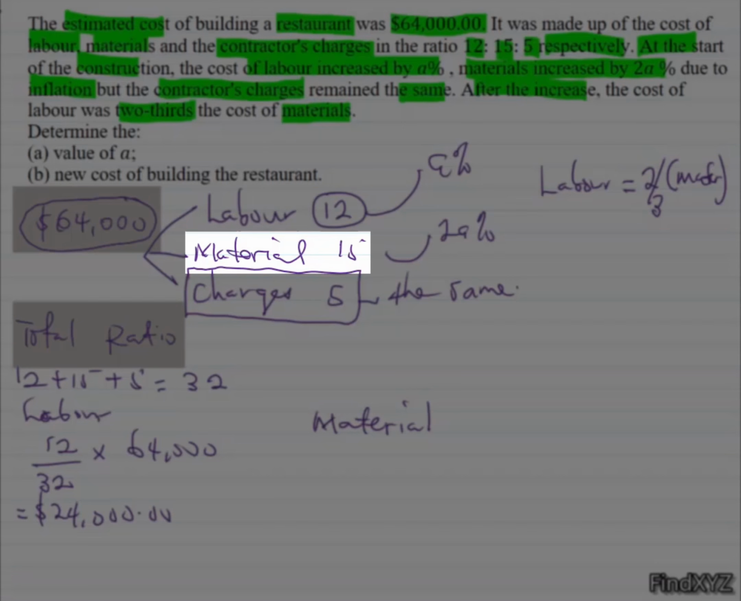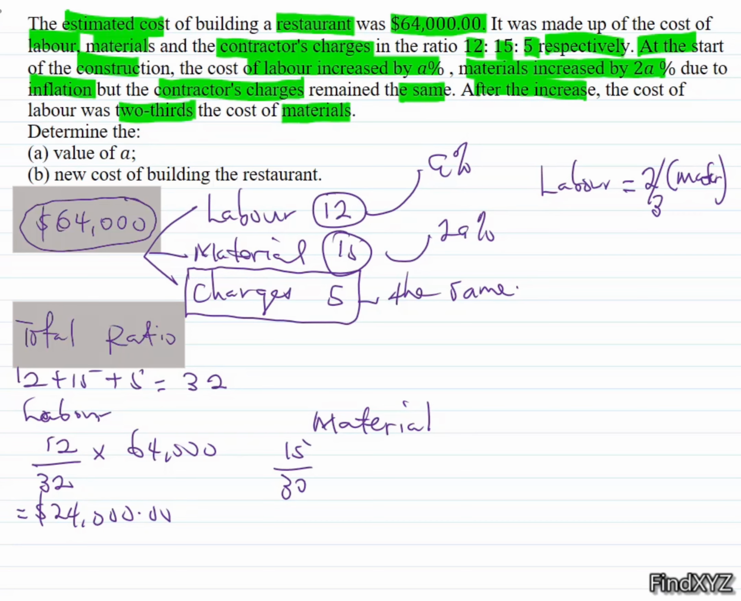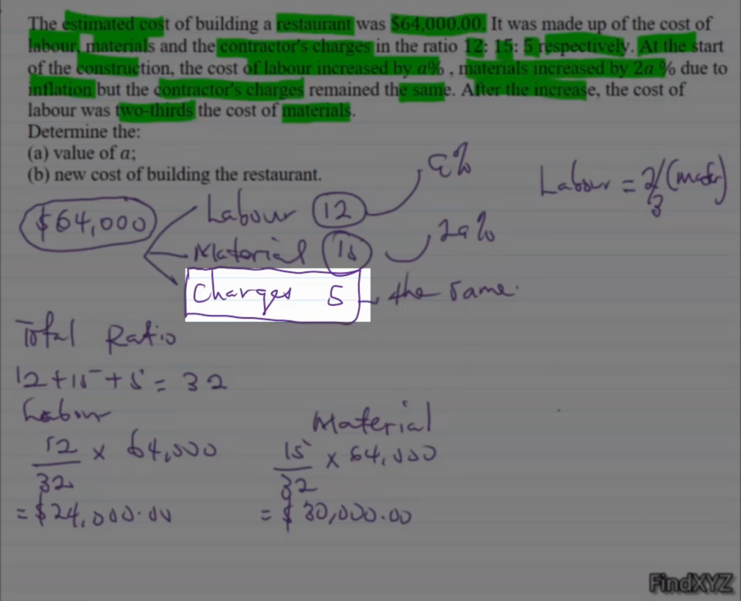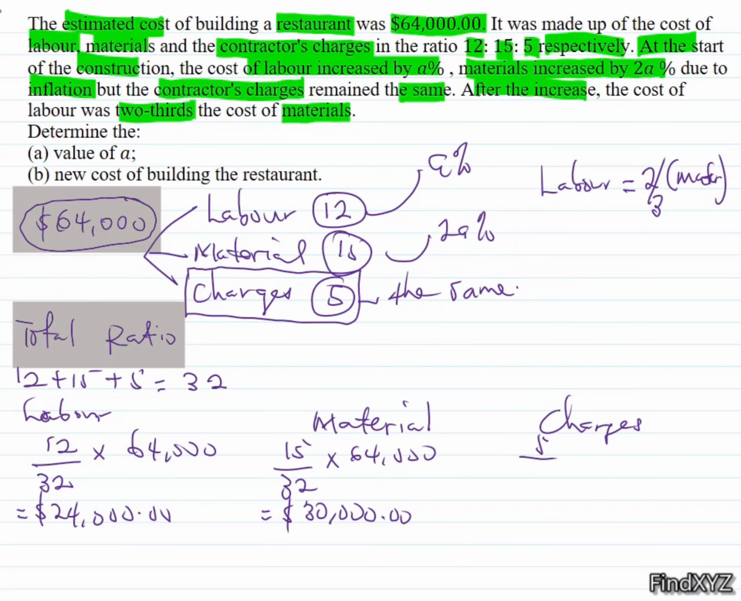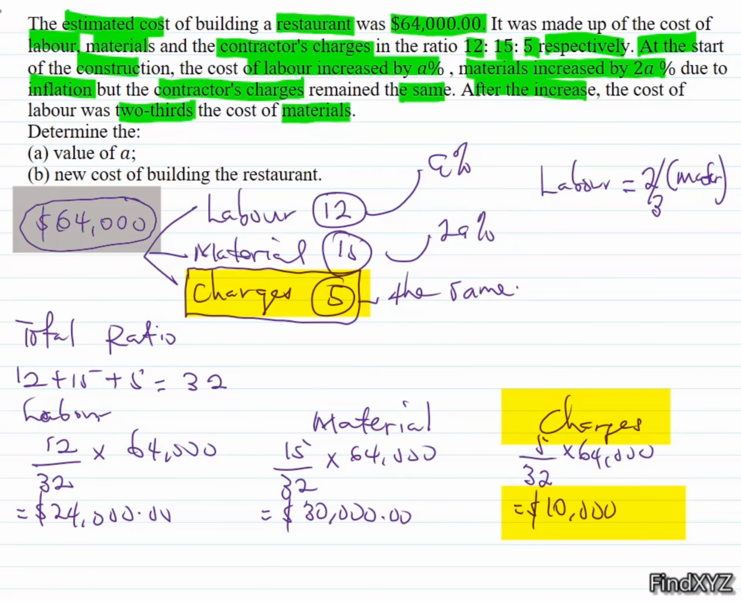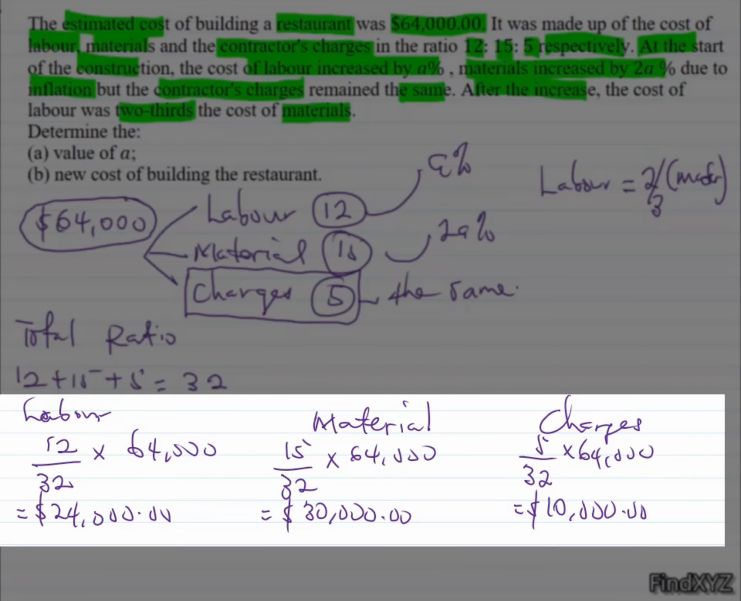Then material, which is the ratio is 15, so 15 out of the total, which is 32, times the total amount, which is $64,000, and this will give us $30,000. Then lastly, the charges will be 5, because charges is 5 out of the total ratio, which is 32, times 64,000, and this will also give us $10,000. So now we know the cost of all these three things before the inflation.